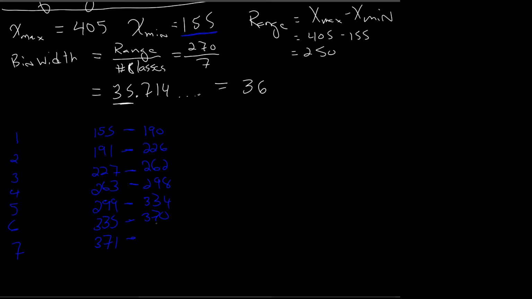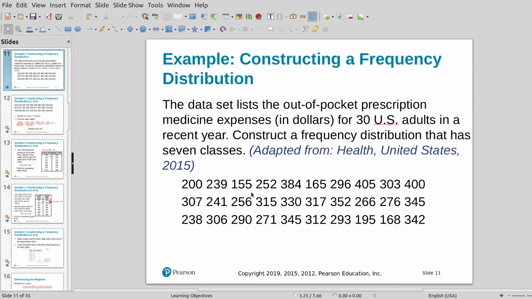And then to get my last one, I have to add my width. Now notice, my smallest number was 155, and my largest number was 405. So all my data will fit in here. And so what I need to do now is count my pieces of data. And what we do is we come in here and we go, okay, I've got 200.